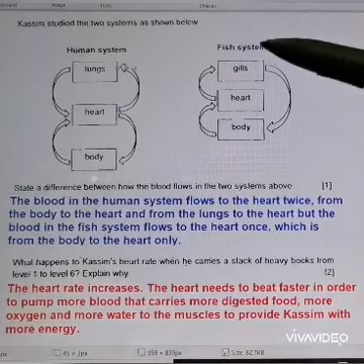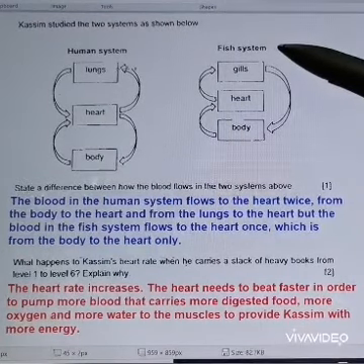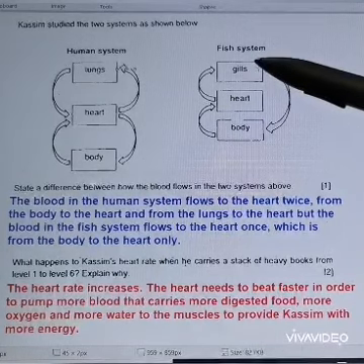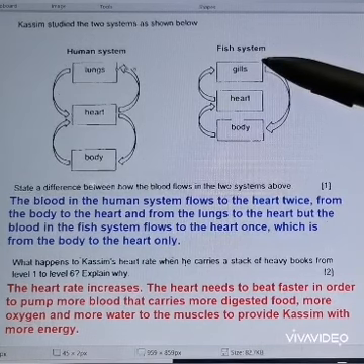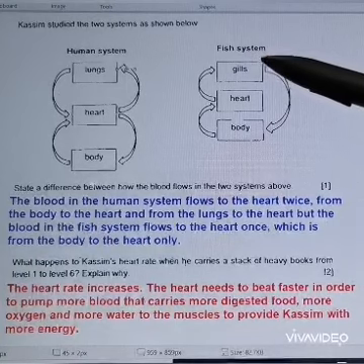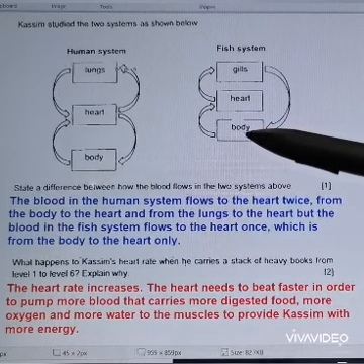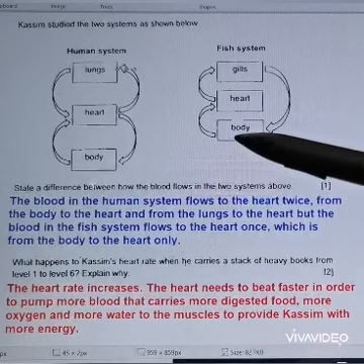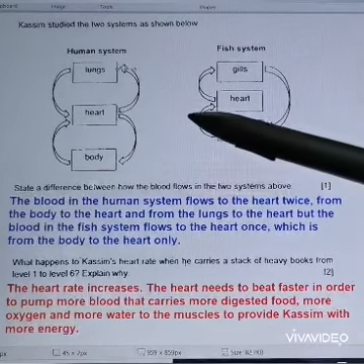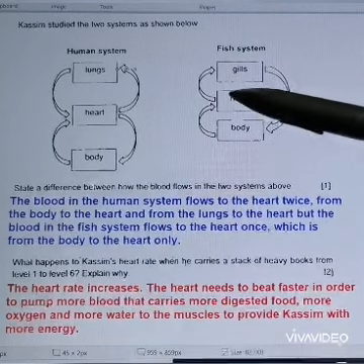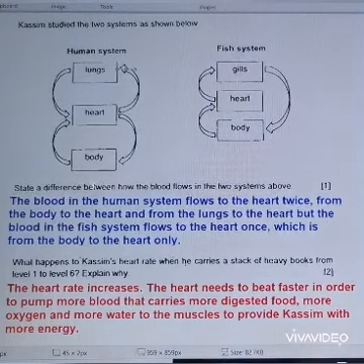Now let's take a look at the fish system. It works slightly differently. The gills will trap the dissolved oxygen and they will be carried through the blood to the rest of the body immediately to provide every part of the body with oxygen-rich blood. Then they will send the carbon dioxide-rich blood back to the heart. And then the carbon dioxide-rich blood will be sent back to the gills, where the gills will release the carbon dioxide gas.